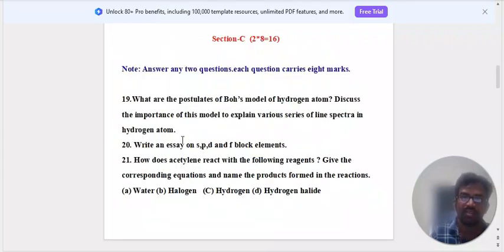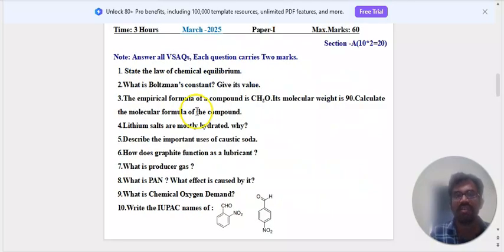Now we can move on to the C section questions. Answer any 2 questions, each question carries 8 marks. So you can see the 19th one. This is also a repeated question in every IPE exam. So what are the postulates of Bohr's model of hydrogen atom? Discuss the importance of this model to explain various series of line spectra of hydrogen atom. So this question is very important, mostly repeated.